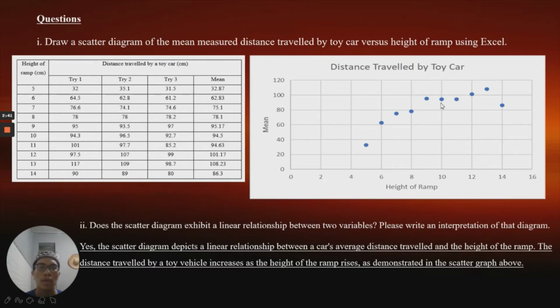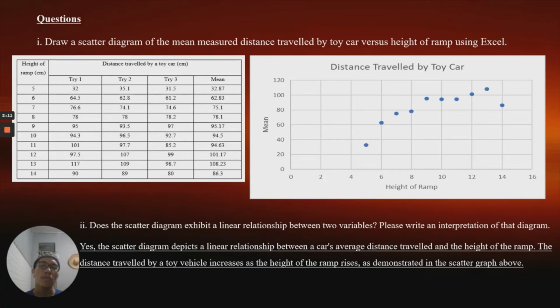Next one, for the height of the ramp of 10 cm, we get the mean 94.5. For the height of ramp 11 cm, we will get 94.63 for the mean. And for the 12 cm height ramp, we will get 101.17 for the mean.